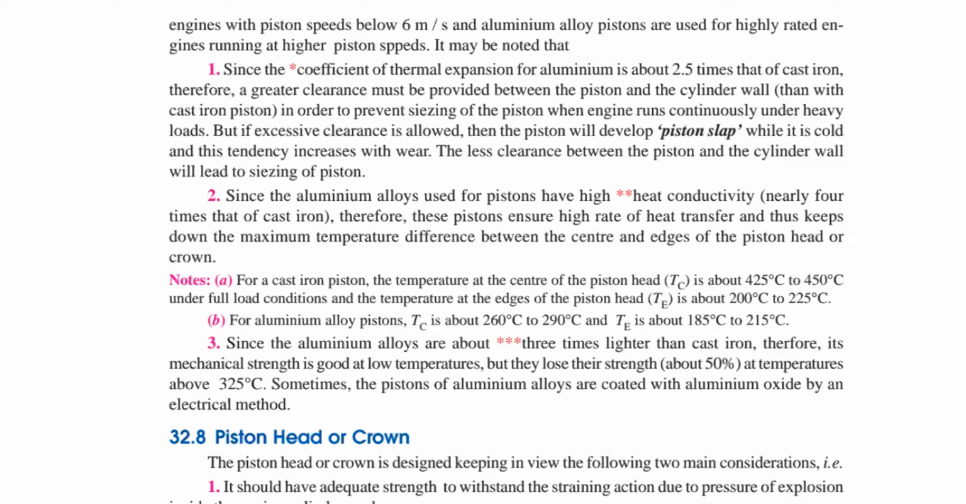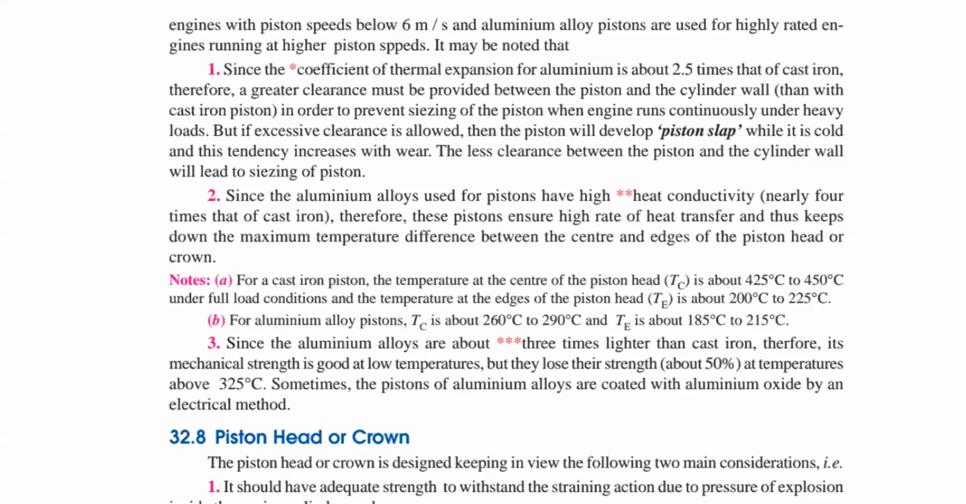So a question may arise as a 2-mark question: what is meant by piston slap? So you have to be very careful. While you are reading this particular textbook, please go through the noted points also. Every time, in a slide, I am showing the noted points also. So please read the noted points also while you are preparing.